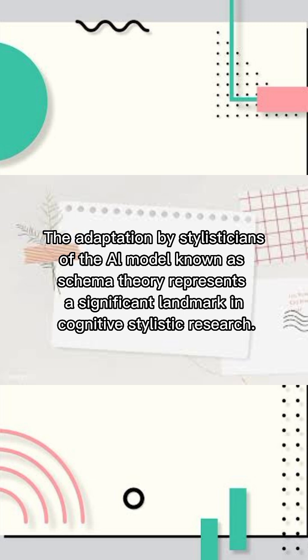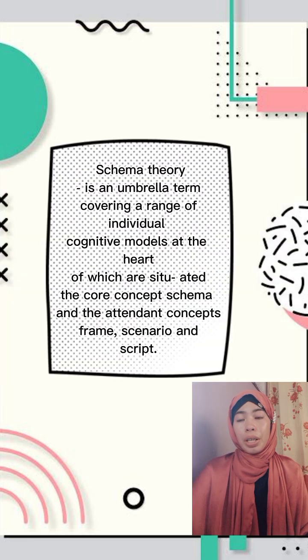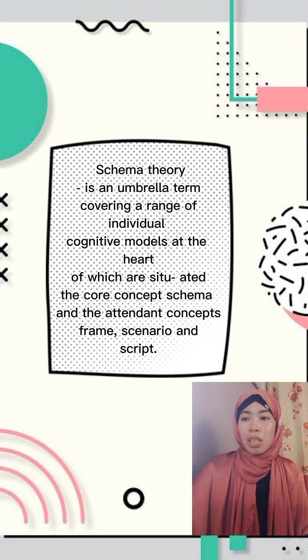The adaptation by stylisticians of the AI model known as schema theory represents a significant landmark in cognitive stylistic research. So, schema theory, as proposed by Schank and Abelson in 1977, is a cognitive framework that includes core concepts such as the schema itself, frame, scenario, and script as well. So, let's differentiate these four concepts.